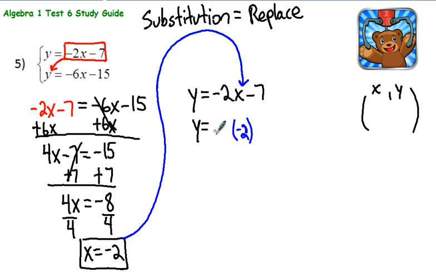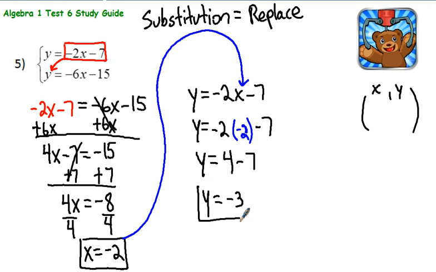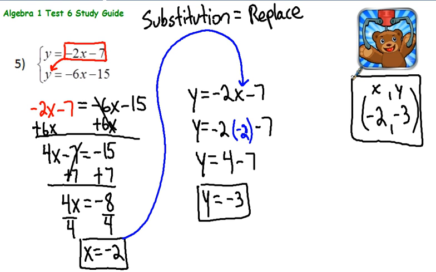And then, so I've got y equals negative 2 times negative 2 minus 7. And then we're just going to crank this out. Negative 2 times negative 2 would be a positive 4. I have more negatives, and 7 minus 4 would be 3, so that would be a negative 3. So there's my answer. So I've got an answer of negative 2, comma, negative 3. Those two lines, if I graphed it, cross at negative 2, negative 3.